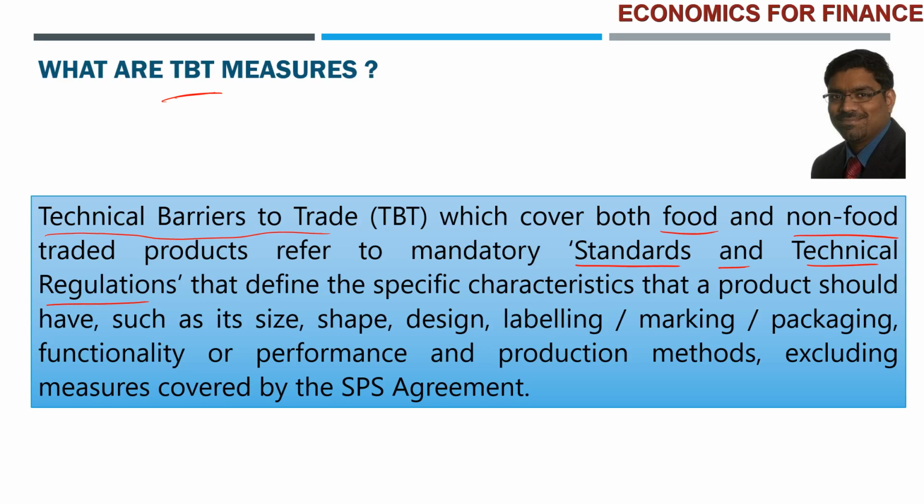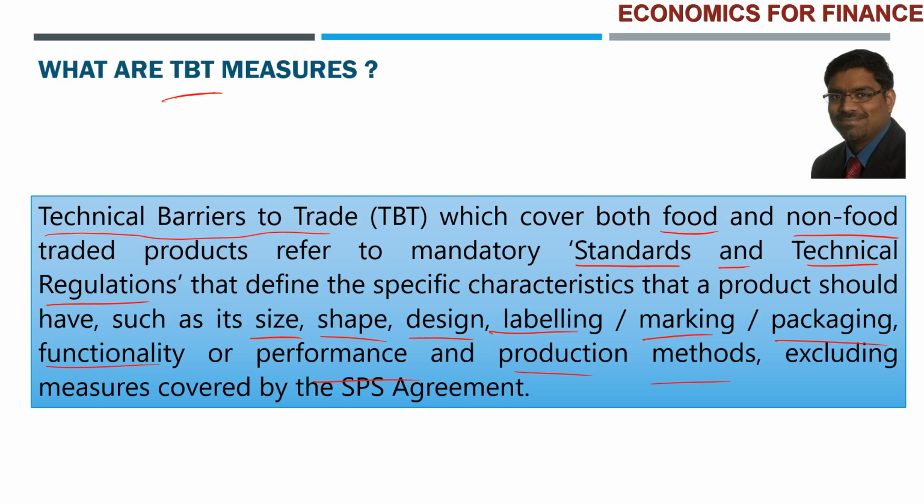Means, if at all a particular mobile phone should be imported to India, it cannot have a size more than this. We will specify. Or it cannot have a weight more than this. We will specify. This shape it should be, this design it should be, or it should not be. Labeling should be like this. Marking should be like this. Packing should be like this. Functionality should be like this. Performance and production methods should be like this. All these things we will specify. Either like this or not like this. So labeling should not contain this, marking should not contain this, shape should not be like this. All this we can specify.